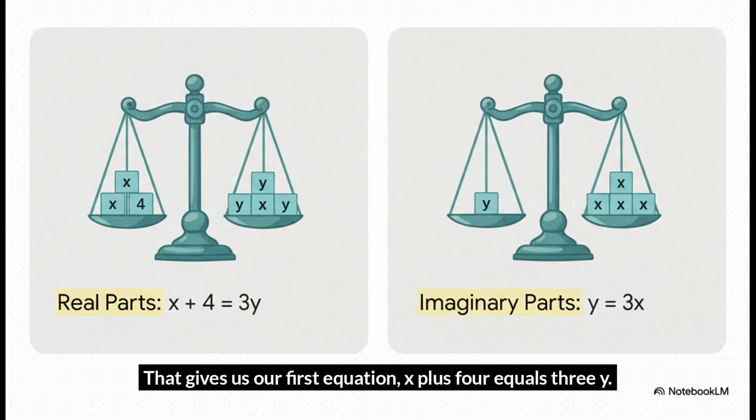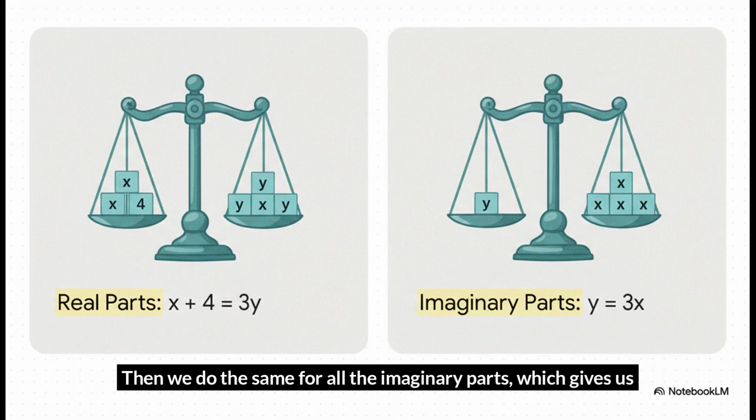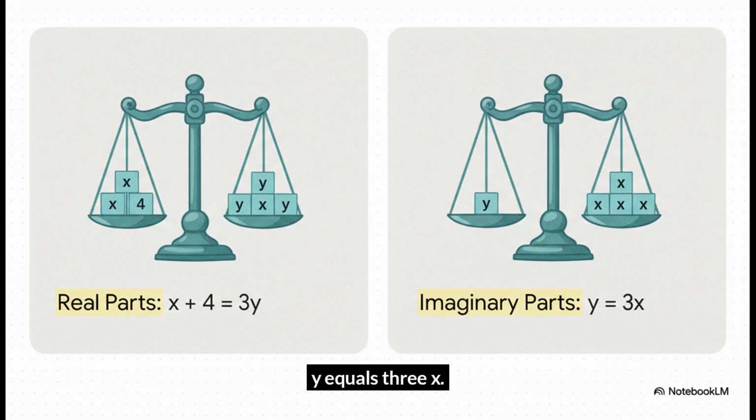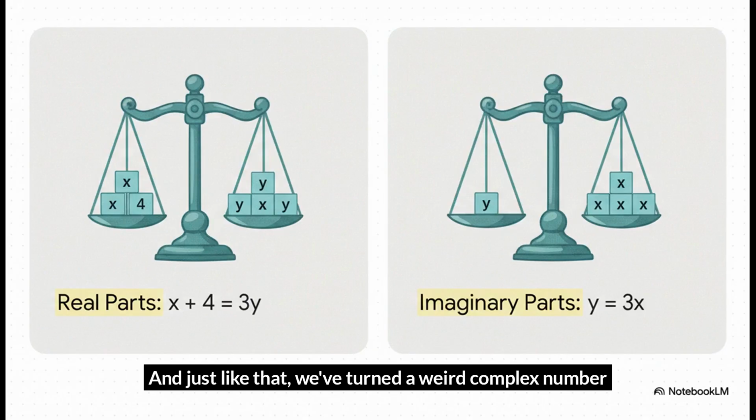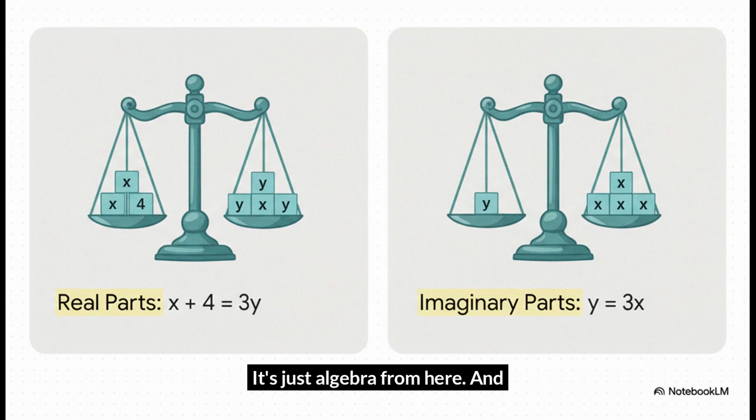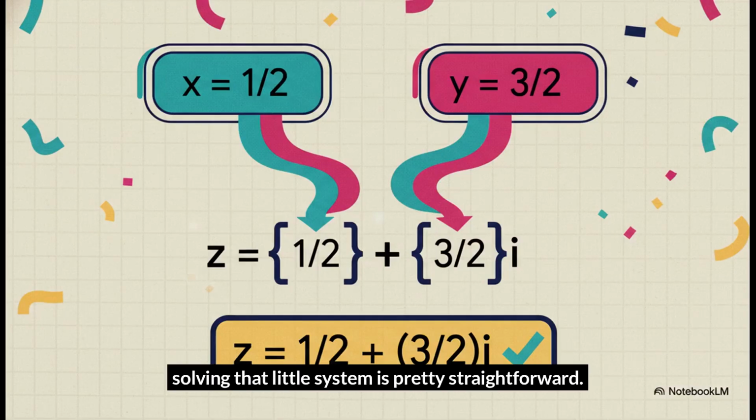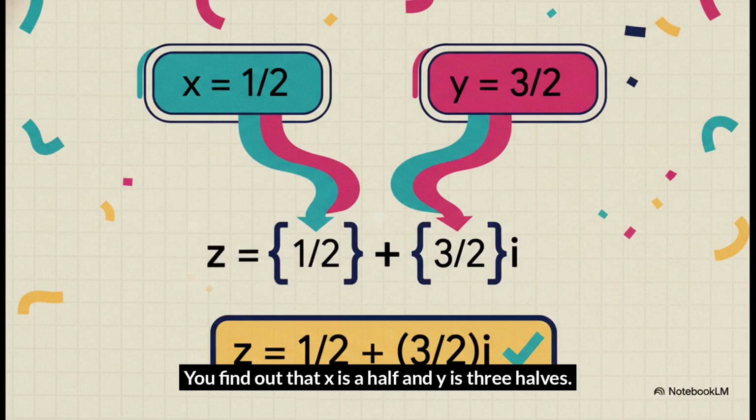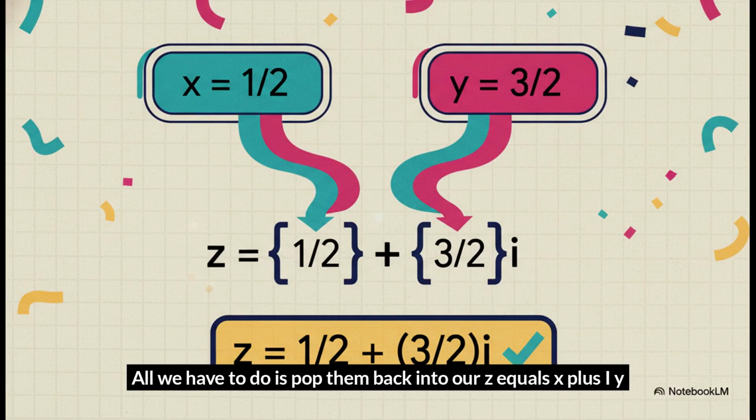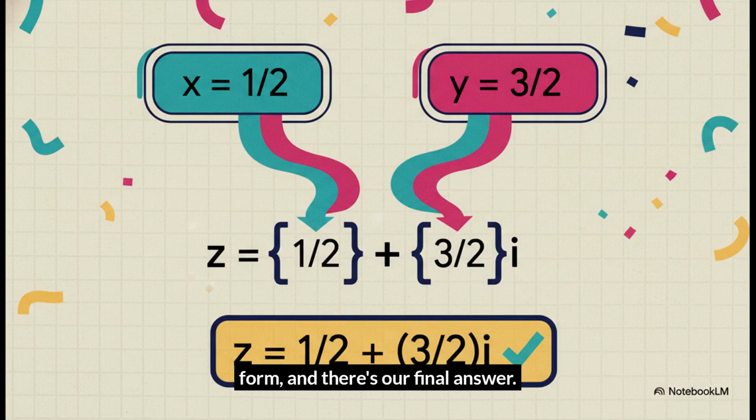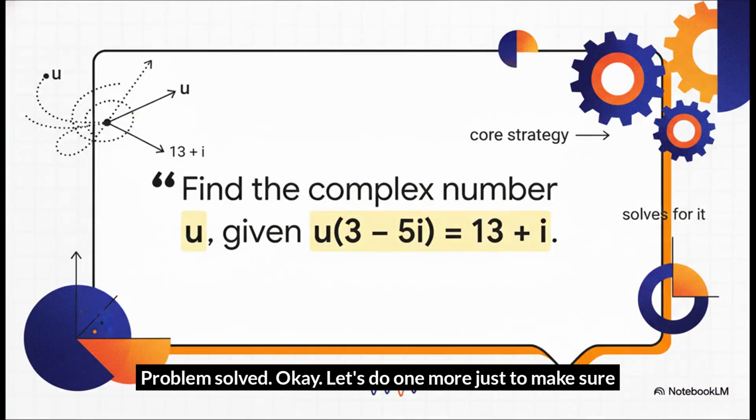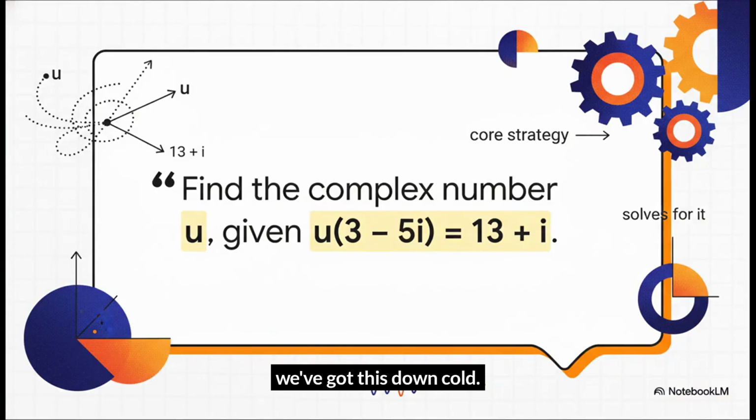That gives us our first equation, x plus 4 equals 3y. Then we do the same for all the imaginary parts, which gives us y equals 3x. And just like that, we've turned a weird complex number problem into a simple pair of simultaneous equations. It's just algebra from here. And solving that little system is pretty straightforward. You find out that x is a half and y is 3 halves. All we have to do is pop them back into our z equals x plus iy form, and there's our final answer. Problem solved.